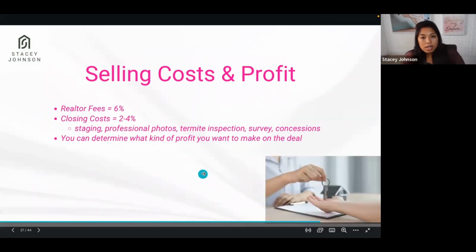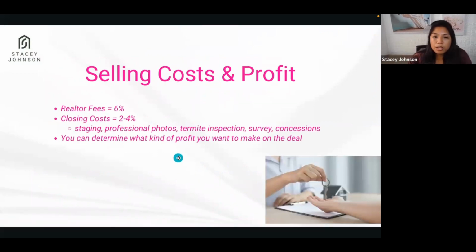Your selling costs and your profit: typically, your selling cost is about 10%. You're looking at spending anywhere from 5 to 6% for your realtor fees. And then the additional closing cost is going to be 2 to 4%. This is for things like staging, professional photos, termite inspection, survey, and then concessions. You want to make sure you have at least a little bit of wiggle room for concessions. Typically, a buyer in this market will ask for some repairs, and you can give them money instead of actually doing the repairs. And then for profit, you get to choose.